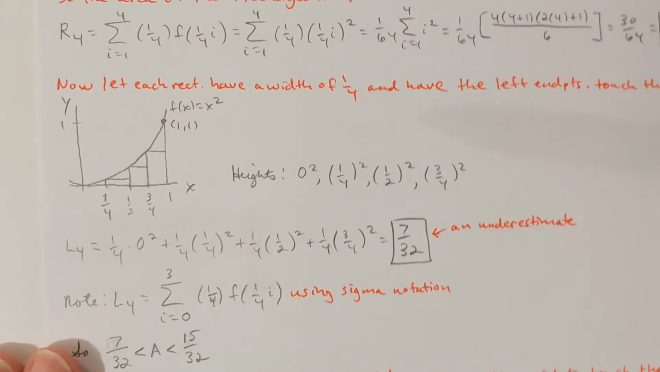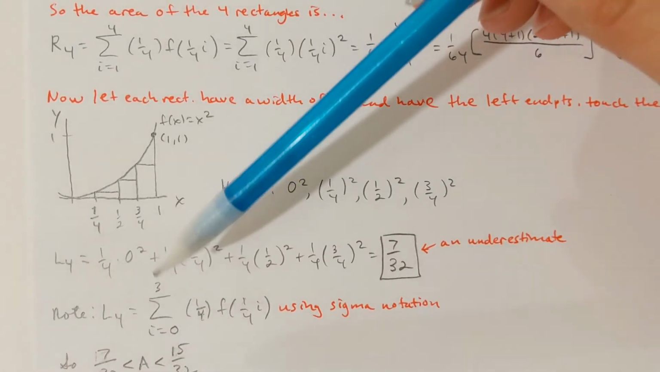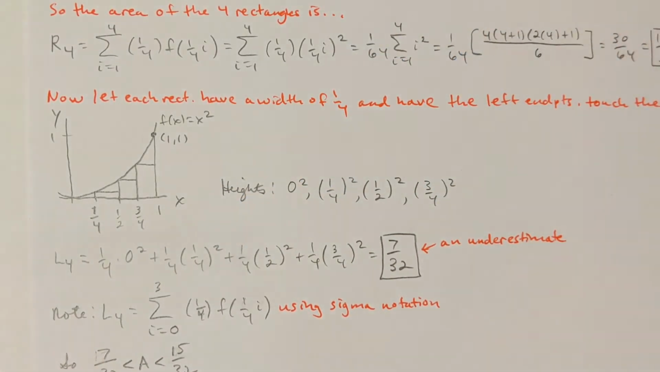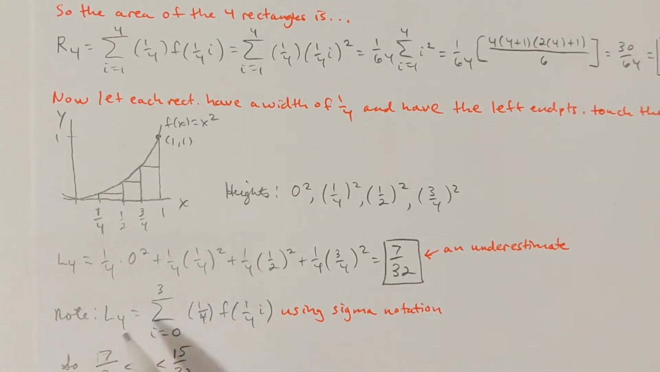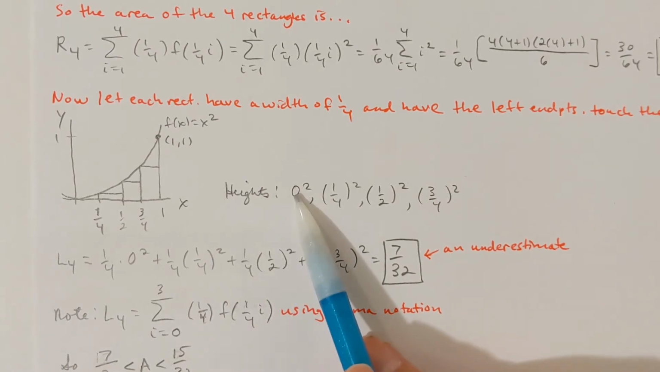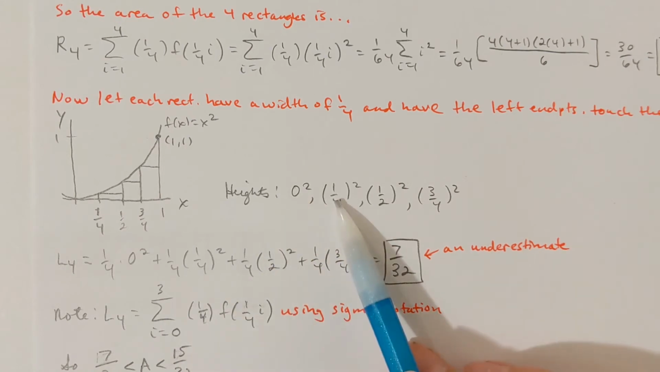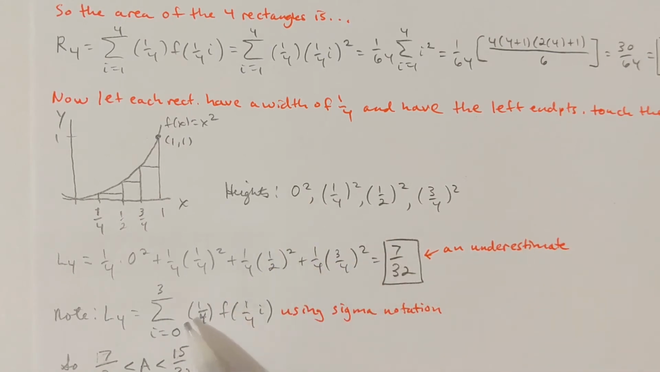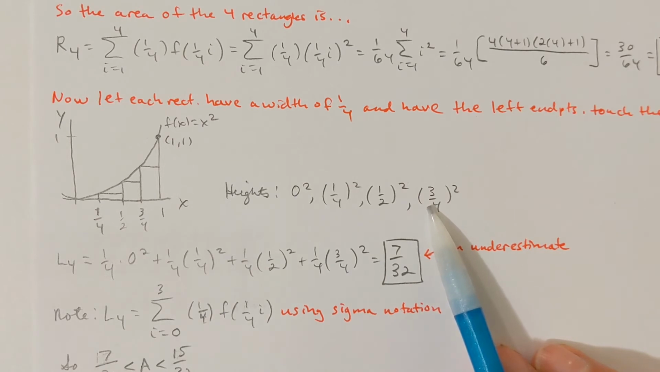Okay. Now I was talking about sigma notation earlier. You could use that anytime you want if you're adding up a bunch of things. And so here's what that would look like using sigma notation. So the sum is i equals 0 to 3 of 1/4 times f of 1/4 i. I could just verify that. Like if i is 0, f of 0 would get me the height of the first rectangle. If i is 1, f of 1/4 gets me the height of the next one. If i is 2, f of 1/2 gets me the height of the next one, and then we're ending at 3, so f of 3/4 gives me the height of the last rectangle there.